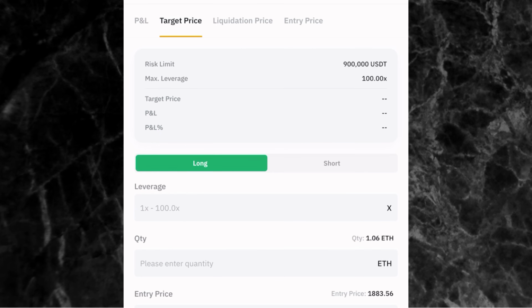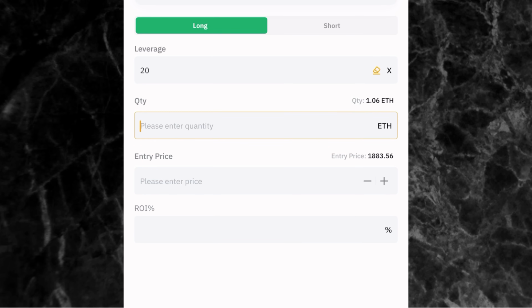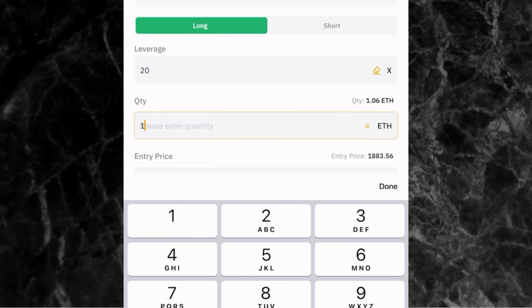Now for target price, let's say you have an amount of ROI you want to make in your mind. This target price will show you what price you should put as your take profit. Now for this, what you need to do is to come here and pick whether you want to long or short. Let's pick long again. And then the next thing is to enter the leverage. So this time, let me put in 20x leverage. And then the quantity of ETH you want to trade, let me pick 1 again.